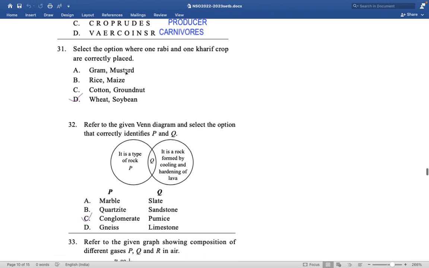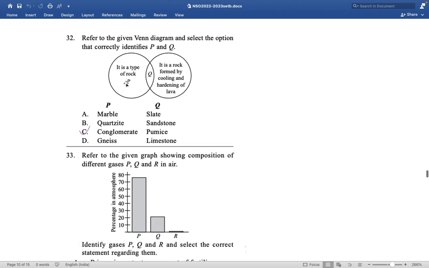Gram and mustard are both rabi crops. Rice and maize are both kharif crops. Cotton and groundnut are also both kharif crops. Wheat is a rabi crop and soya bean is a kharif crop. So D is the correct option.